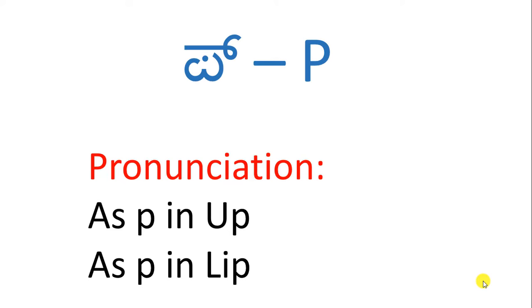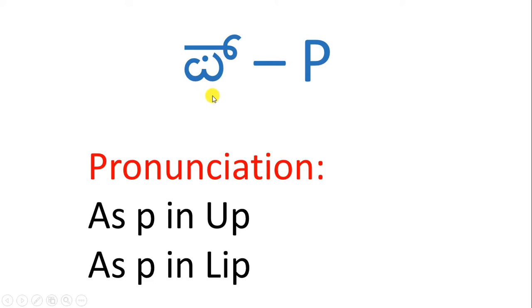The way you pronounce it is as the small p in up or the small p in lip. If the u is removed from up, then the p would sound like p. Or if you remove l and i from lip, it would sound like p. And that is how you pronounce this root consonant.